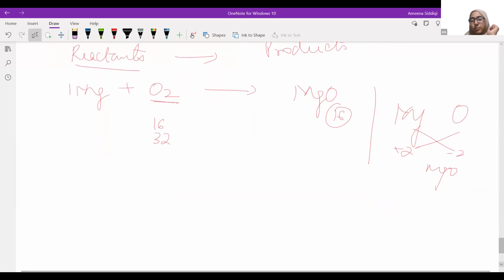It needs to be 2. Very good. We need to balance the number of atoms, right? We need to balance the number of atoms present on the reactant side and on the product side, right?